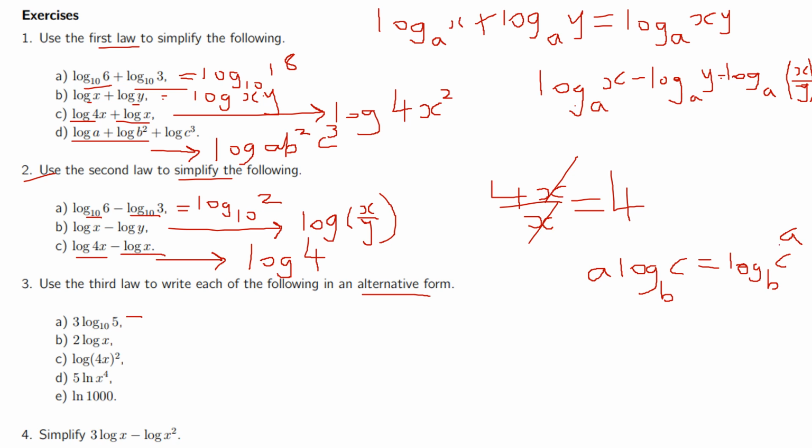So using this, applying it for question number 3a, I'll have log to the base 10 of 5 cubed, of 5 to the power of 3. Simplifying this, that will just go to log to the base 10 of 125, because 5 cubed means 5 times 5 times 5. So it's log to the base 10 of 125. The next one would just be log of x squared, so bringing that 2 as a power.